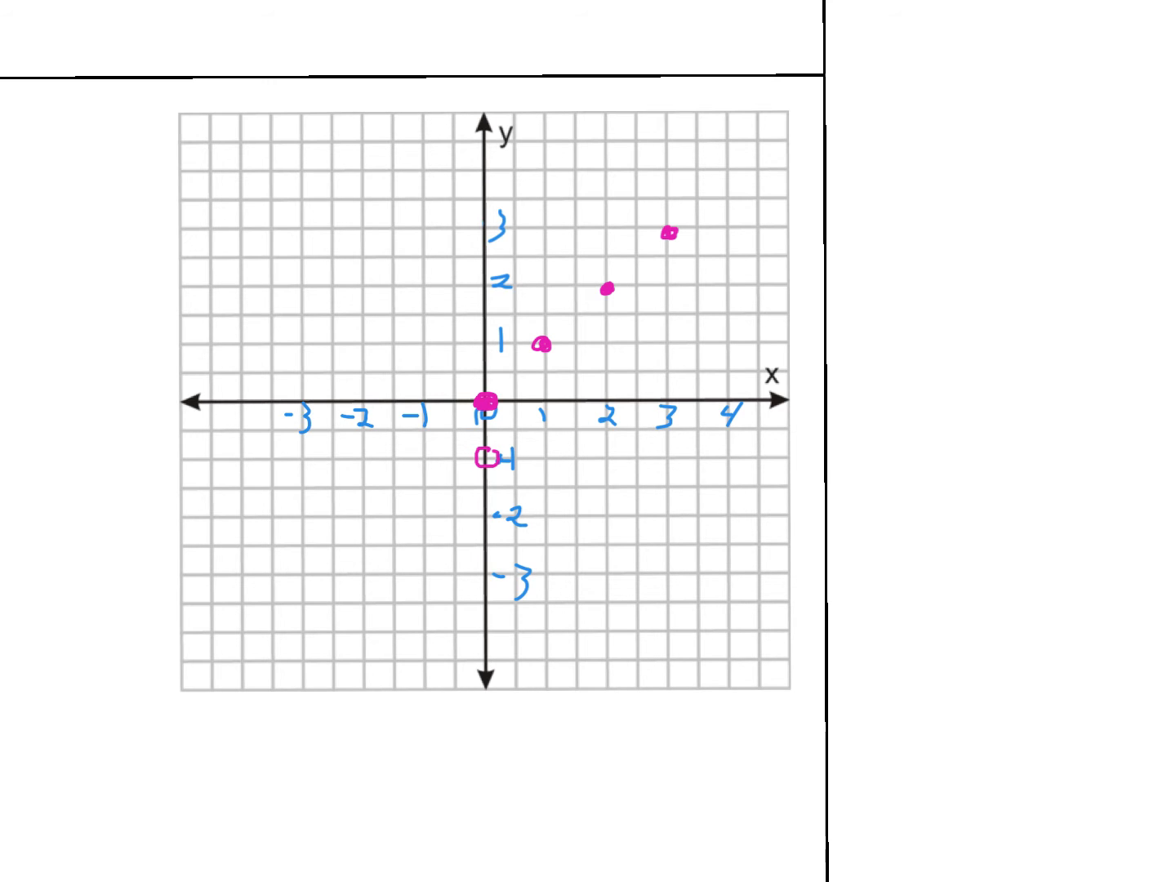Okay, so if x is -1, y would be -1. That should be a closed circle. If x is -2, y is -2. So that should be a closed circle. And if x is -3, y is -3. But what if x isn't an integer?